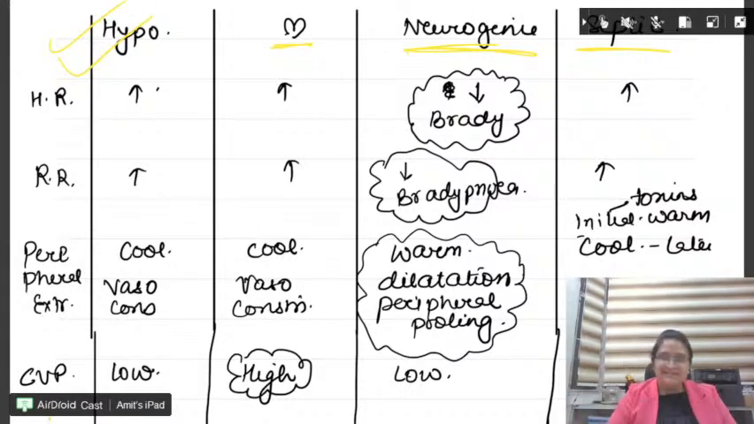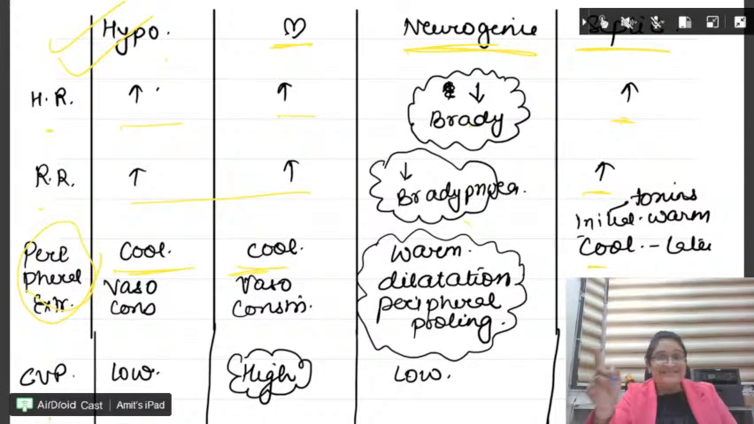Right? So this is hypovolemic. What happens to the heart rate? Heart rate is increased in all except neurogenic. Respiratory rate is increased in all except neurogenic. In neurogenic, bradycardia, bradypnea. Repeat. Quickly repeat: neurogenic, bradycardia, bradypnea. Peripheral extremities are cool, everywhere cool.